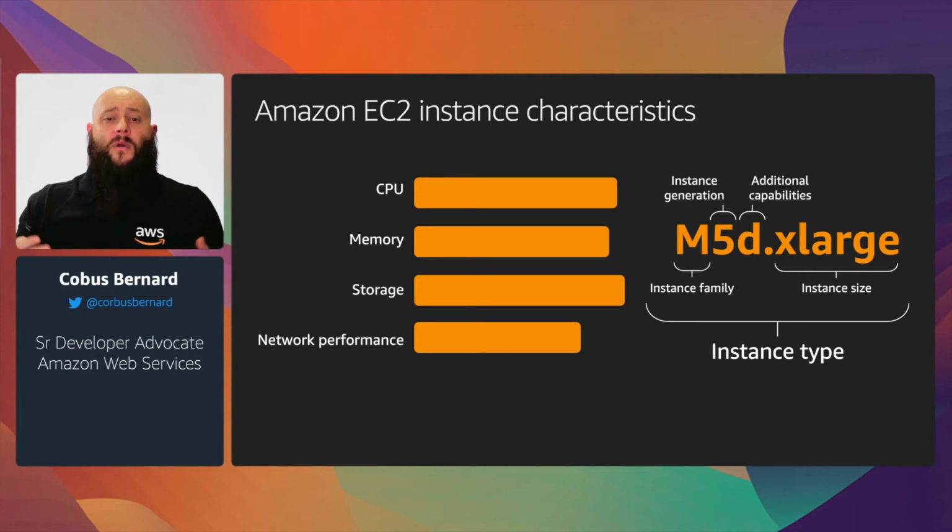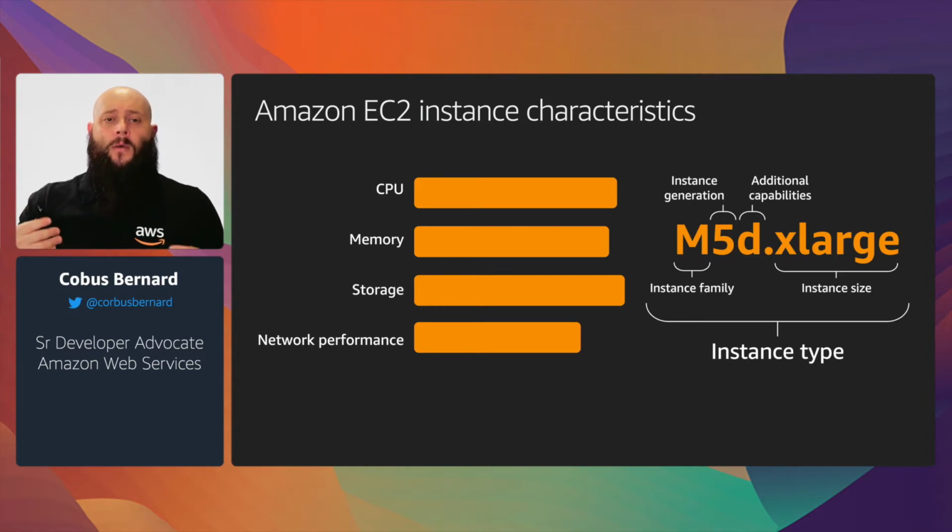Then after the number, you'll see there is either no letter or 1 or more letters. Those indicate additional capabilities. These are things like, for example, a D, which indicates NVMe SSD storage has been attached, but it could also be, for example, an A, which would indicate that it's using an AMD CPU instead of an Intel CPU. And then lastly, we've got the instance size, which is the t-shirt sizing that we have for our instances. They range from nano all the way up to 32 extra large.